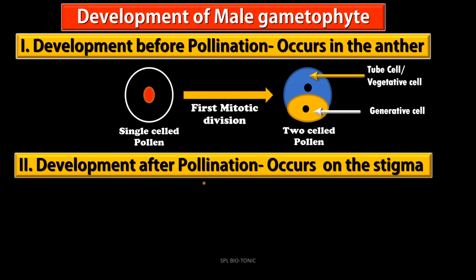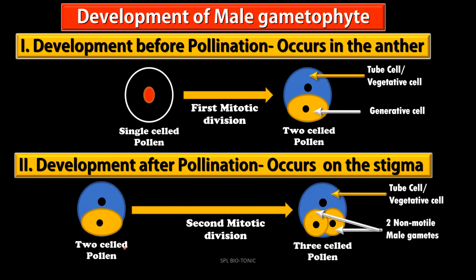The second development occurs on the stigma. Once the pollen reaches to the stigma, the generative cell divides by mitosis to form 2 male gametes. It is called 3-cell stage now. That is the pollen with 3 cells. That is 1 tube cell and 2 male gametes.